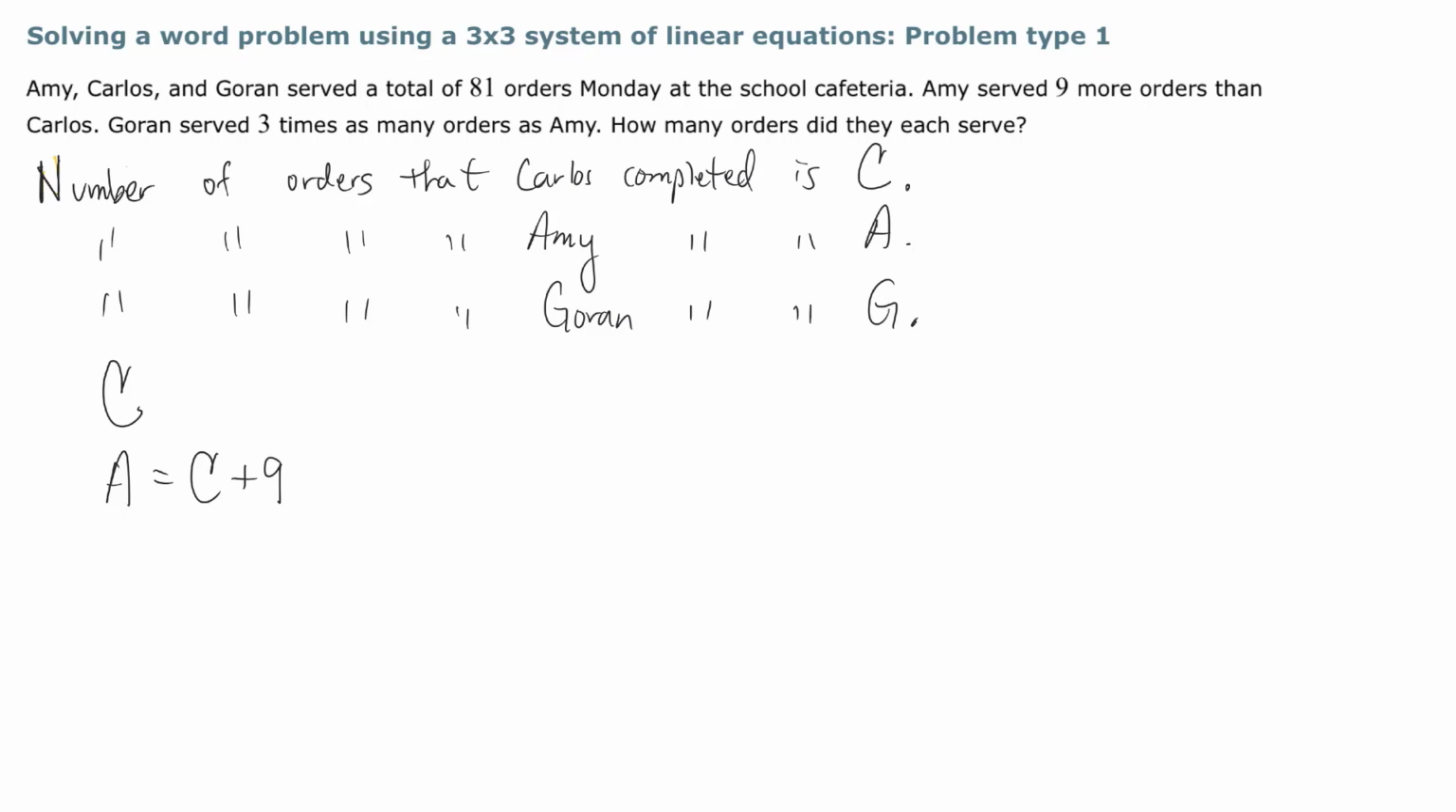And then we also have Goran. Goran served 3 times as many orders as Amy. So Goran is equal to 3 times A, which is really 3 times what? C, the quantity C plus 9.